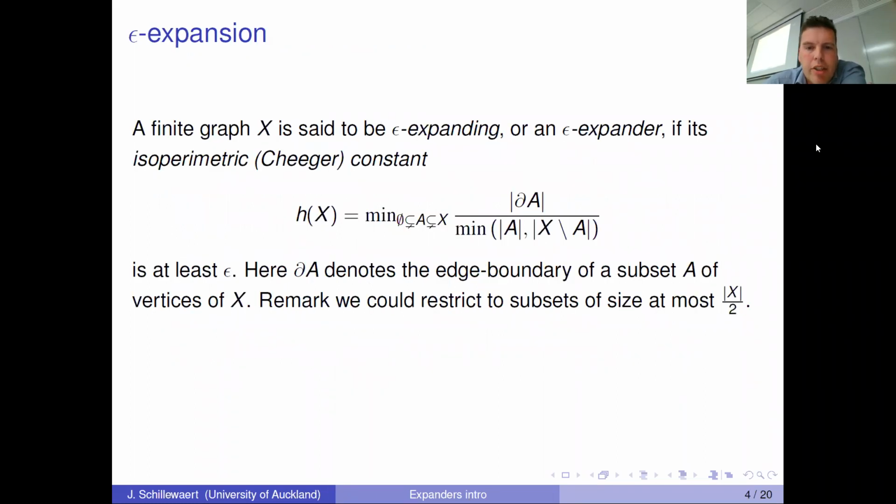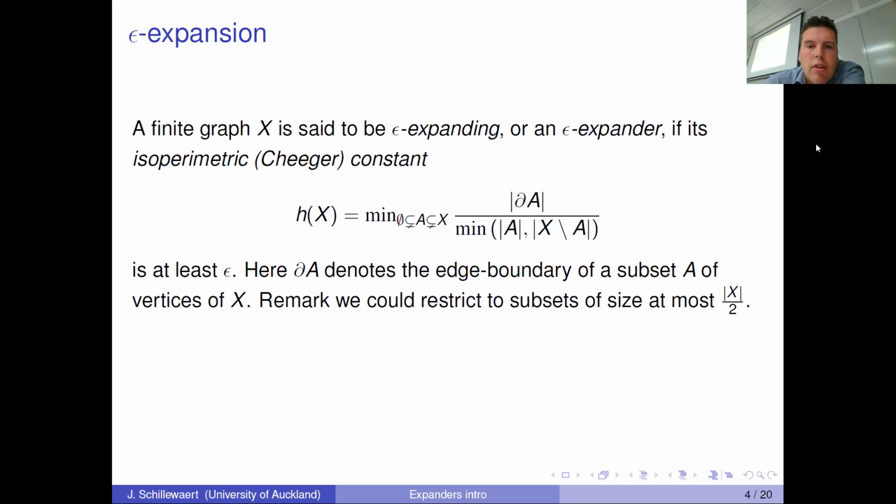So here is the definition. It looks maybe a little bit daunting if you have never seen it before, so I will try to unpack it. A finite graph X is said to be epsilon expanding, where epsilon is a parameter, if its isoperimetric constant, sometimes called the Cheeger constant, is at least epsilon. What is it? It's that property there, h of X, the minimum, and so on.